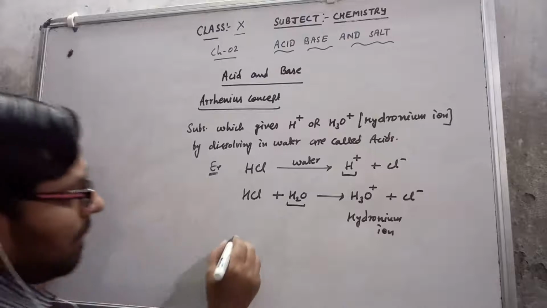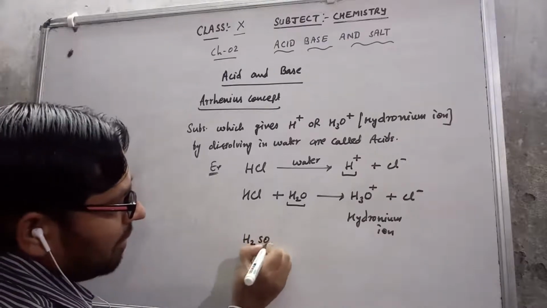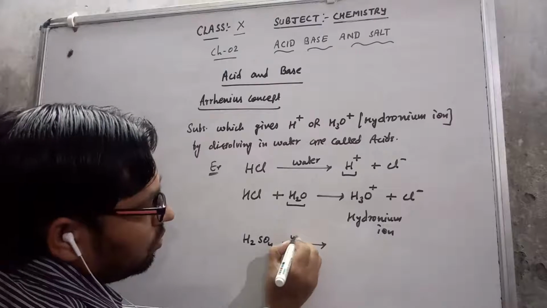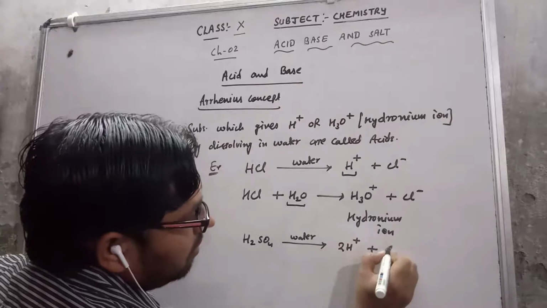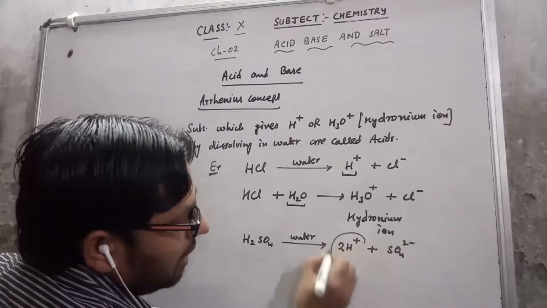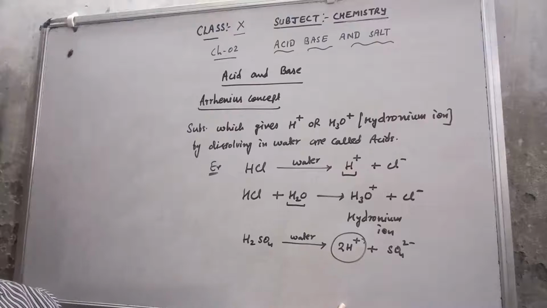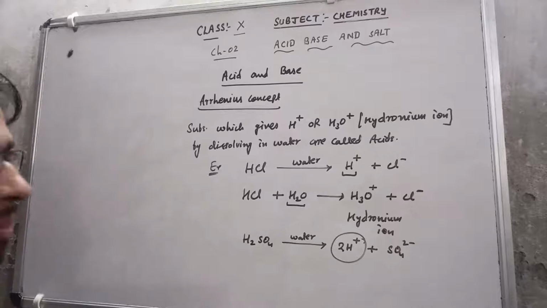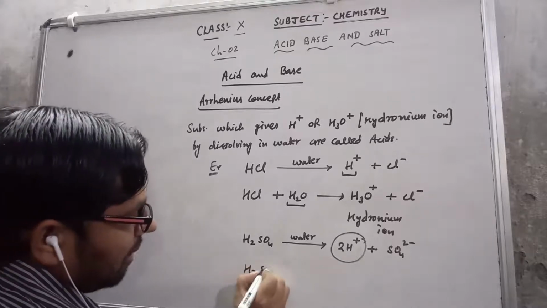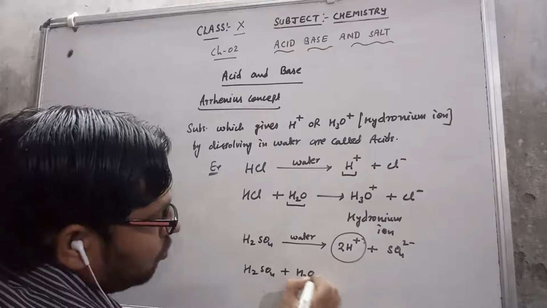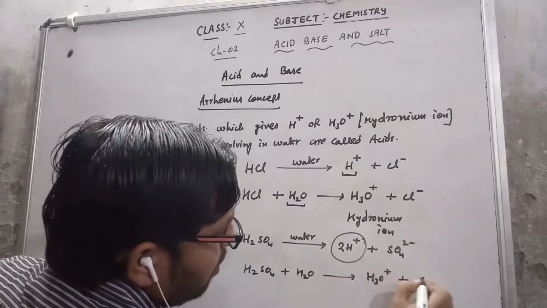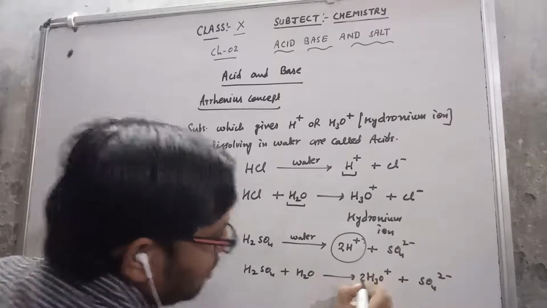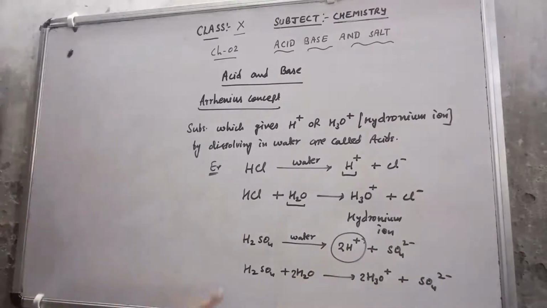The same, another example I am discussing with you. Suppose I have H2SO4. If I dissolve H2SO4 in water, it gives us 2H positive and SO4 2 negative. That means 2 hydrogen ions it is giving us. So we can say that this is also acidic in nature. Or in the case of the hydronium ion, it will be H2SO4 plus H2O giving us H3O positive plus SO4 2 negative, with 2 molecules on each side.